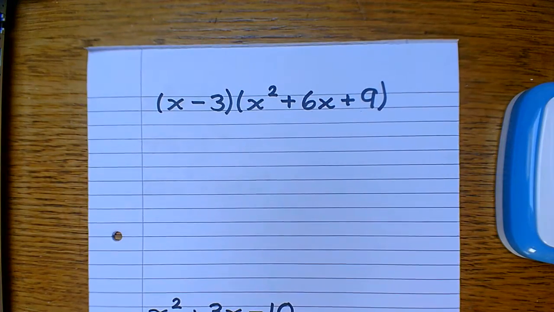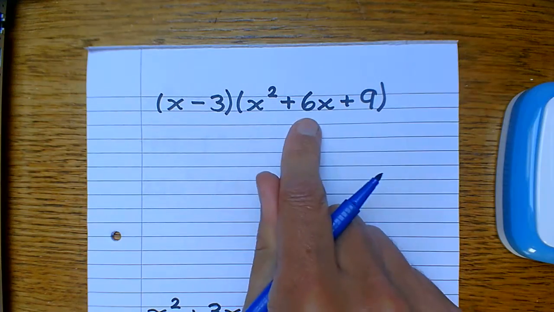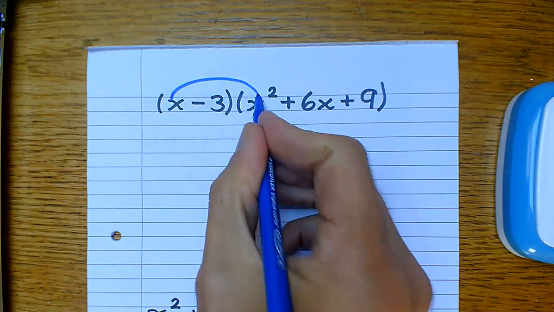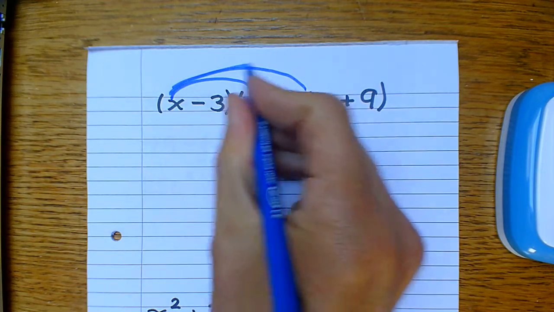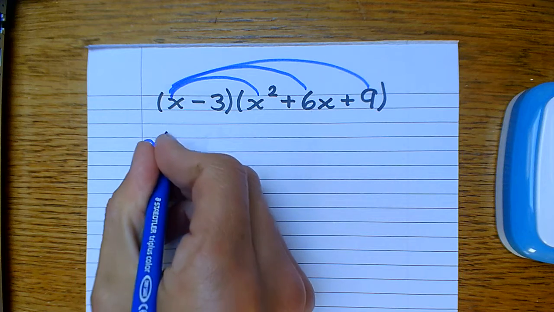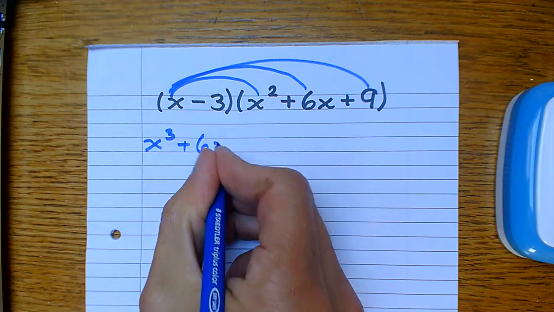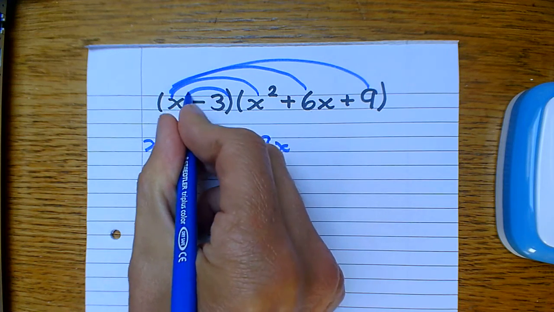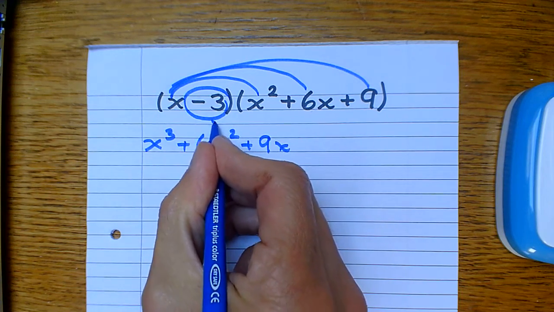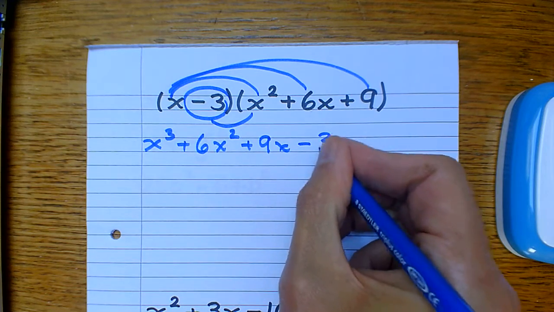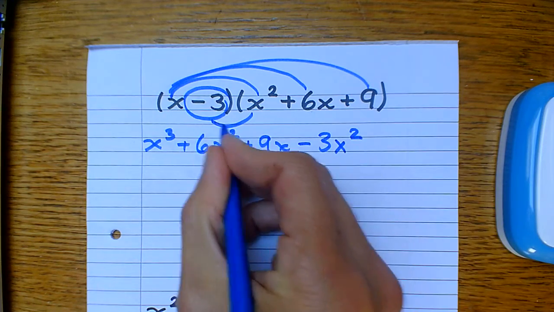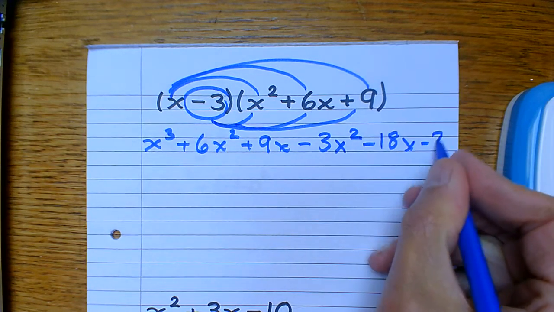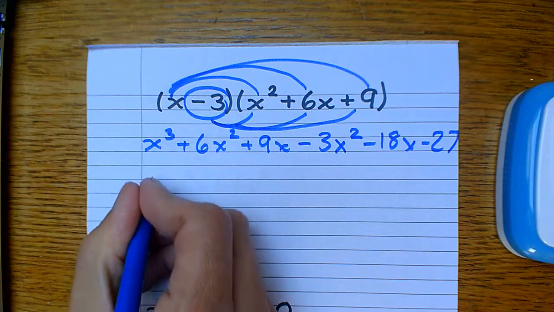Next, we've got a longer version of multiplying out brackets. Notice there's 3 terms in the last bracket, but it follows the same pattern as the last one. Everything's got to get multiplied by the x first. So that gives us x cubed plus 6x squared plus 9x. Then everything gets multiplied by this, but notice this is minus 3, so there will be sign changing here. Minus 3x squared, minus 18x, minus 27. And again, some tidying up is possible.